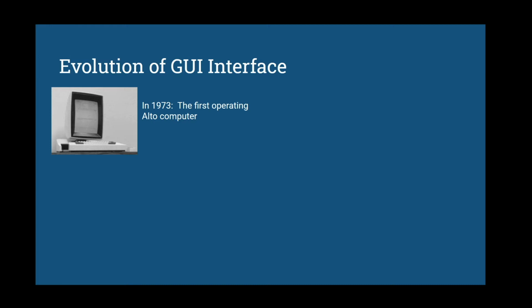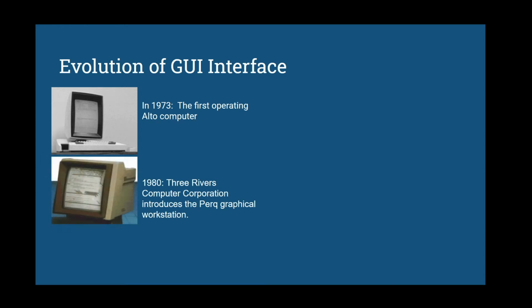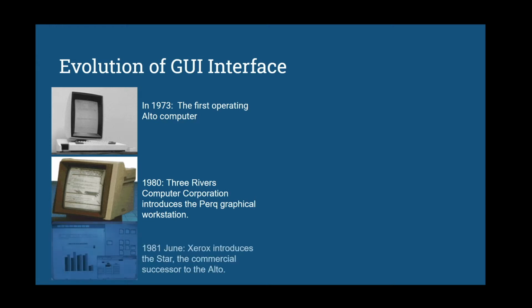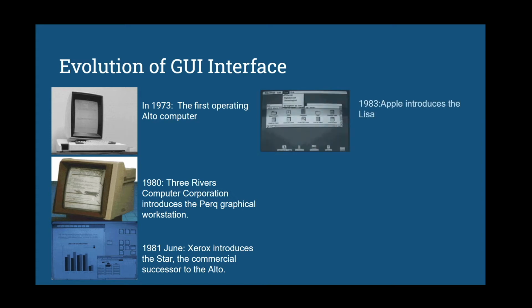So the GUI was first used in about 1973 with the Alto computer. Then in 1980, Three Rivers Computer Corporation introduced the PERQ, which is the first commercially produced PC with a GUI. In 1981, Xerox was the first system to incorporate different technologies that made the graphic user interface a little more user-friendly. In 1983, Apple Lisa came with a GUI as well, and you can see it's evolved more from the previous versions.